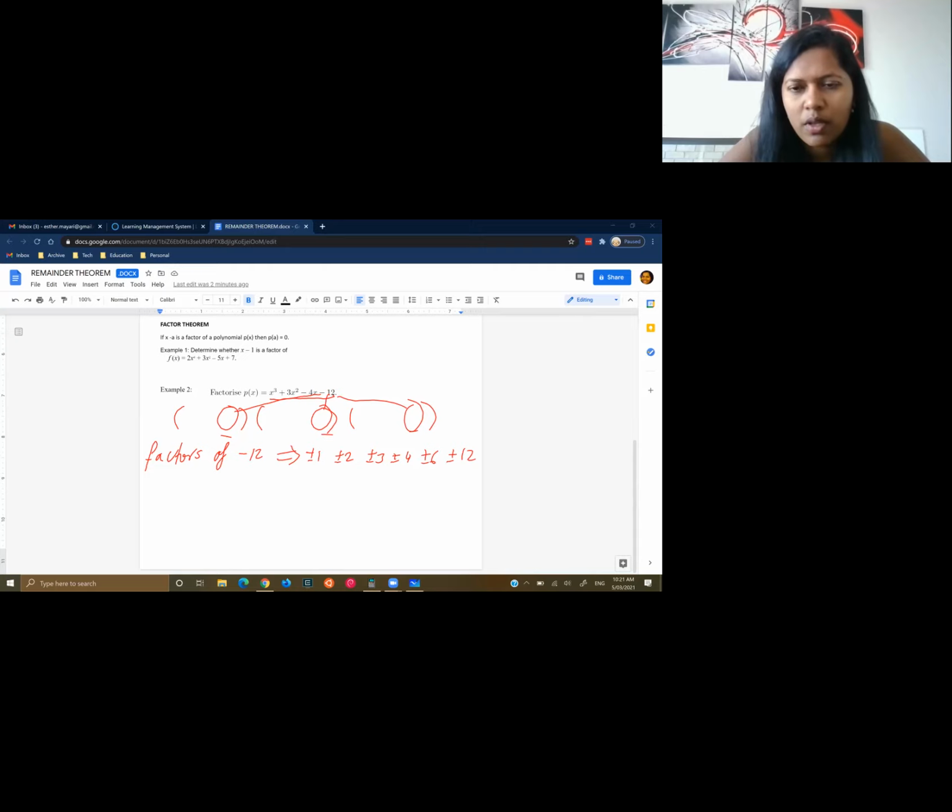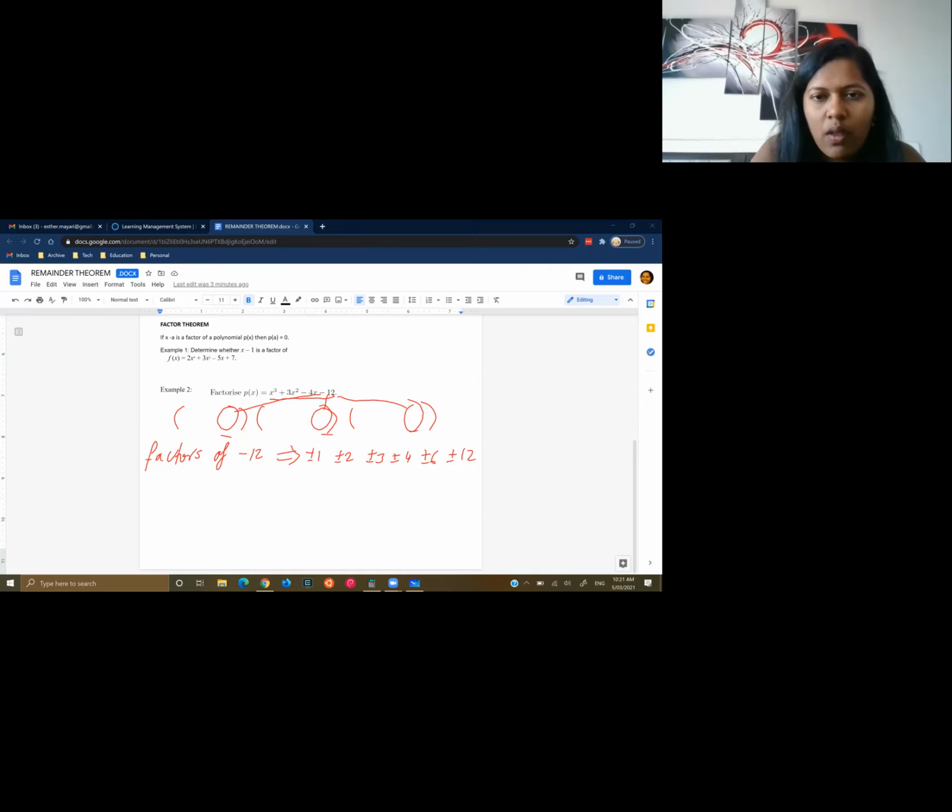I'm not going to try all of them. I'm really hoping just to find one, and then that will give me the chance to work out the others. So what we do is we substitute, let's start with negative 1. So P of negative 1.